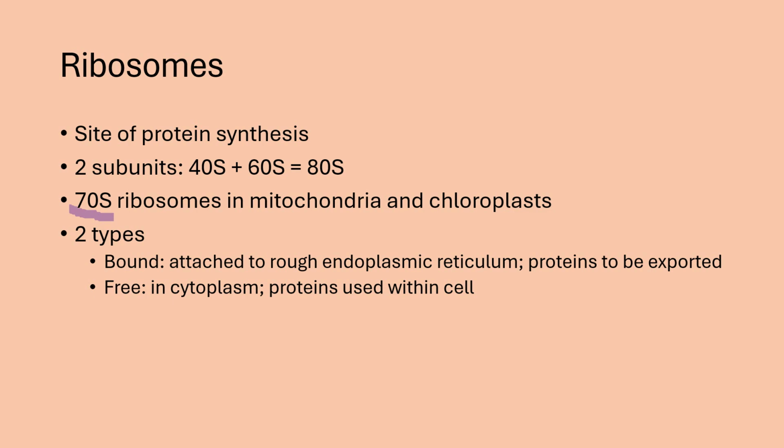Once again, there are two different types of ribosomes: what we call bound ribosomes and free ribosomes. Free ribosomes are just circulating freely in the cytoplasm. The proteins that are made there are usually going to be used within the cell itself. The bound ribosomes are attached to what is known as the rough endoplasmic reticulum. Most of the proteins made there will be exported out of the cell.